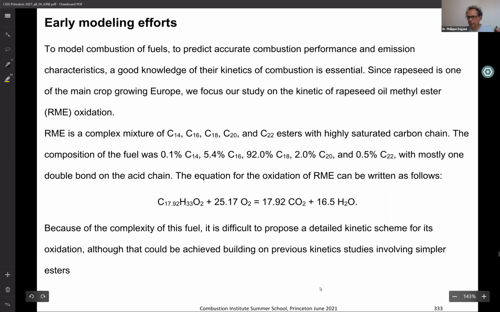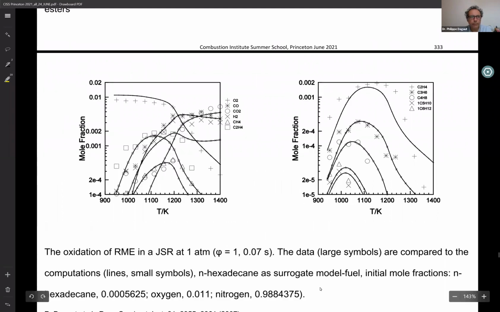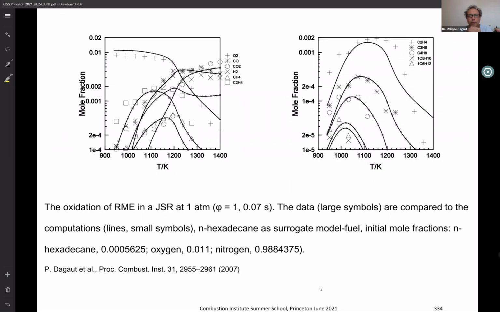Because of the relative complexity of this fuel, it's better to use some surrogates. And we try to use very simple surrogates. To represent the fuel, we use normal hexadecane as a surrogate. And if we plot the data, which are represented by large symbols, against the modeling, this is what we get.